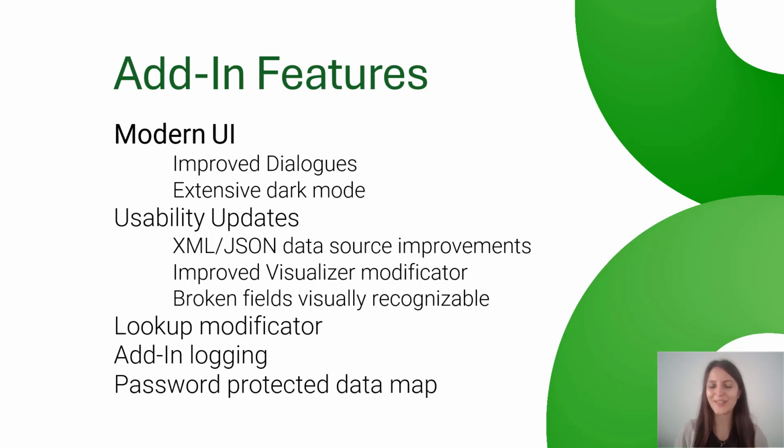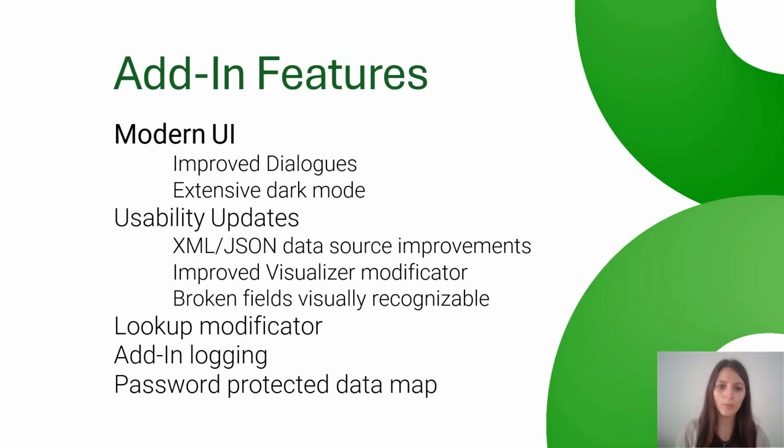And a feature a lot of developers have been asking for is a dark mode, and now we have a really extensive dark mode as well. I'm going to show that to you. Usability-wise, we've made, for example, improvements to the XML JSON data source, so now it's possible to send post request bodies in a more detailed, in a more easy way. We've improved the visualizer, and it's now possible to find broken fields easier, so they are visually recognizable. Also, that will be shown to you.